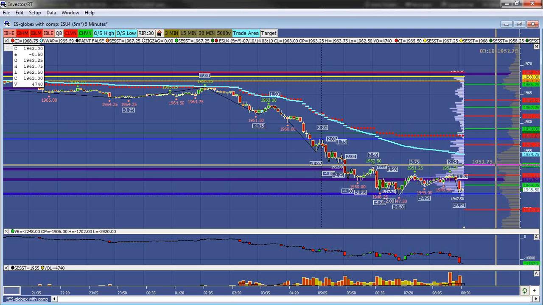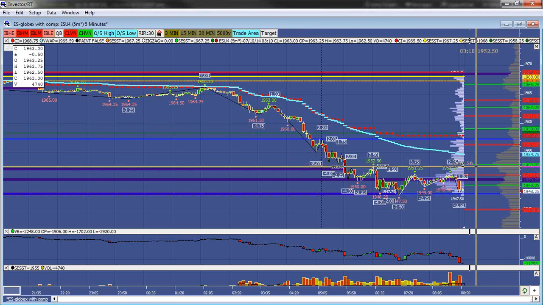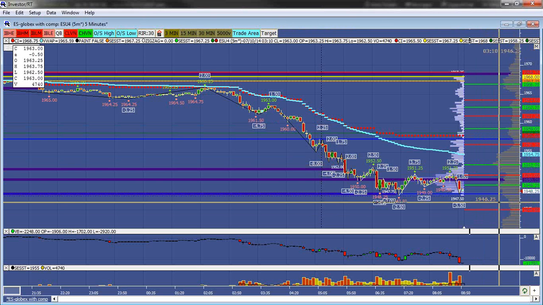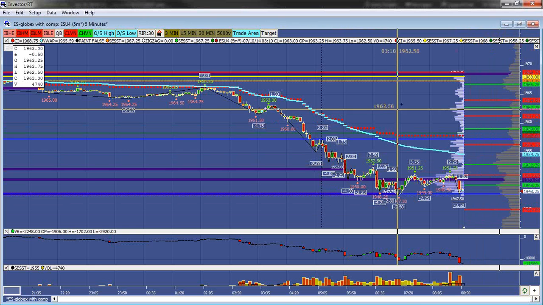And just above it, you've got an LVN in the Globex at 1952.75. Mark that down because that's going to be an important level for us on the upside. Of course, 1947.50 is going to be an important number to us on the downside.